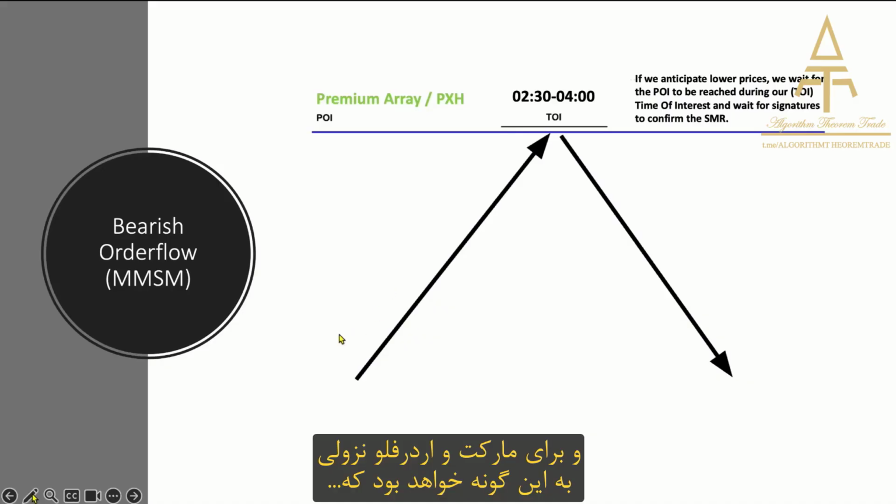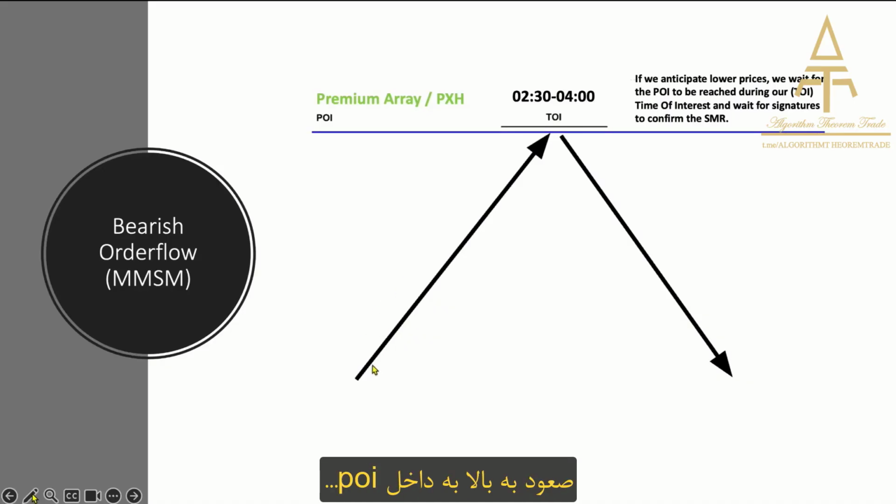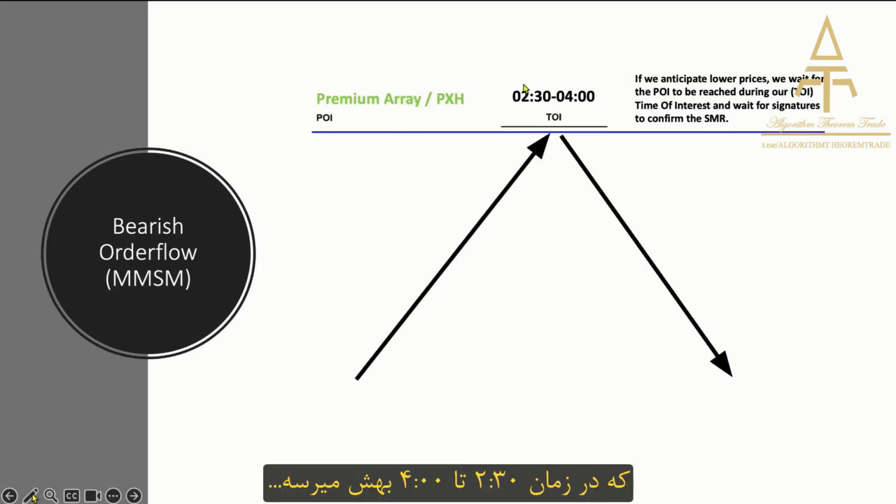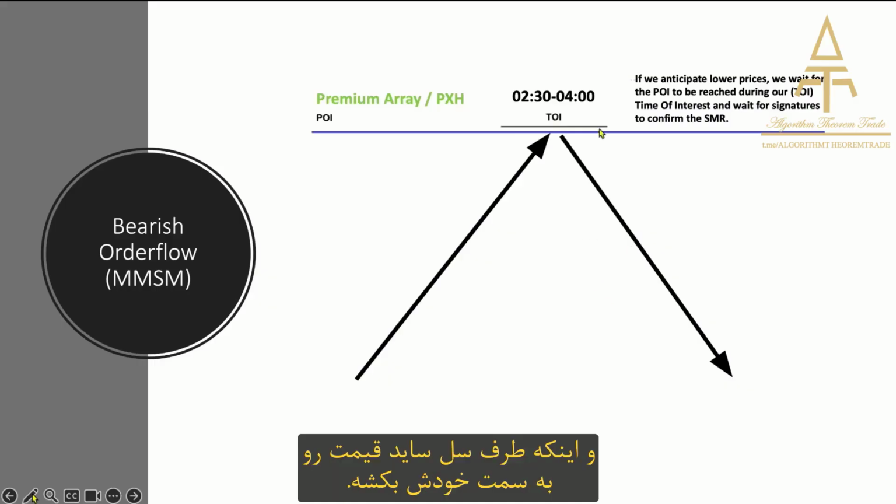For the bearish order flow, for the bearish market environment, we are looking for the following. We are looking for repricing higher, buy-side delivery into a point of interest, which should be reached during 2:30 to 4 a.m. And from there on, we are anticipating a smart money reversal to form. And if it does, we are anticipating sell side to be the draw.